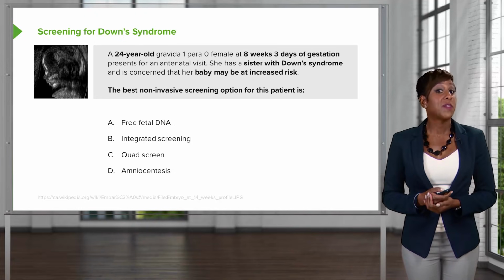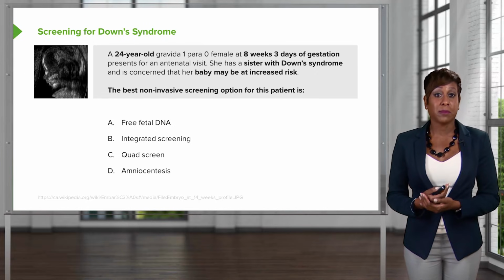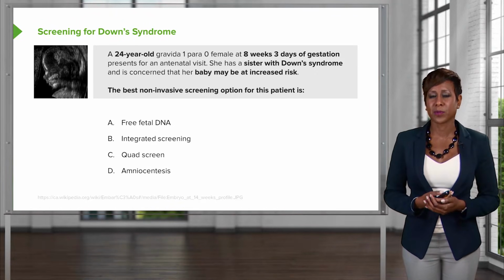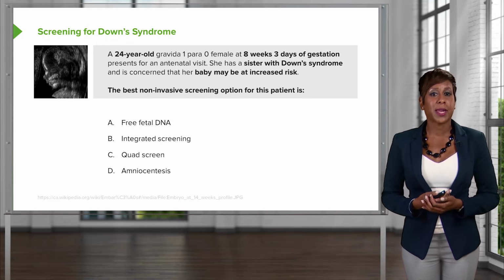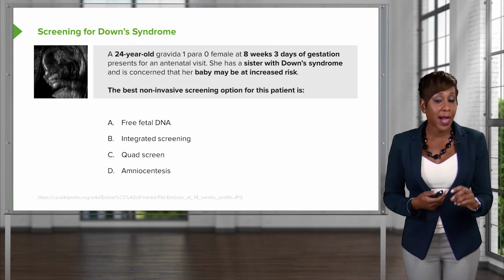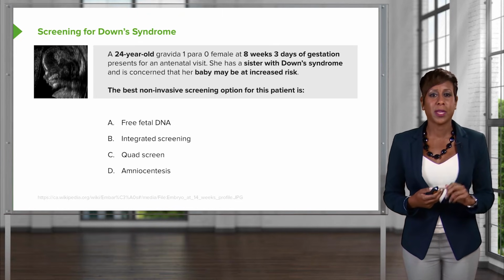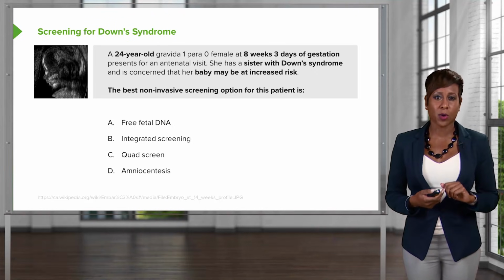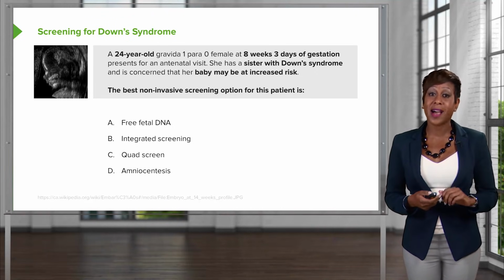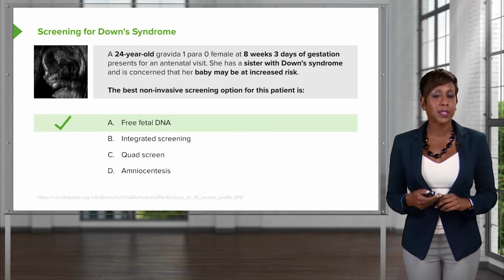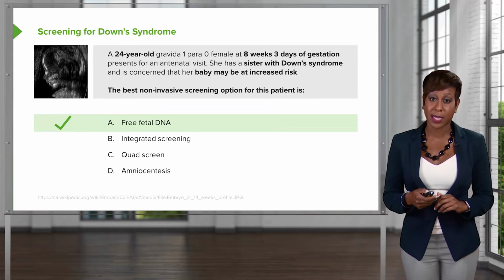The free fetal DNA, we've already said, has a 99% detection rate for Down syndrome. Integrated screening has about 95%, and then quad screen has about 81%. Amniocentesis is the most accurate because it is looking at the karyotype and it is the test for diagnosing Down syndrome, but we have to go back to the stem of our question. Amniocentesis is not a non-invasive test. So, based on our options, the answer is A, the free fetal DNA test.